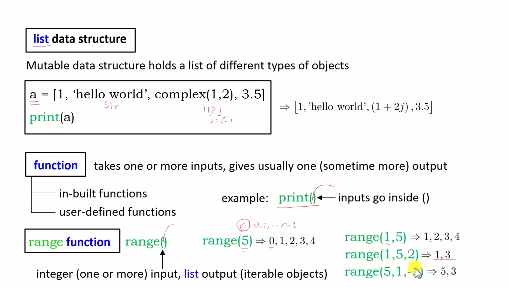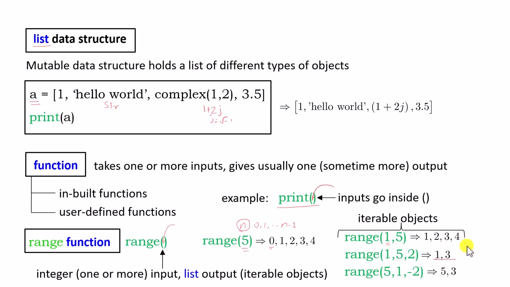The list can also go in other direction. For example, I can write 5, 1, minus 2. So then the list will start from 5 and it will go up to 1, but not including 1. So 5 minus 2 is 3. So it will start from 5. Next element is 3. Next 3 minus 2 is 1, but this list cannot include 1. So the list will have only 2 elements, 5 and 3.